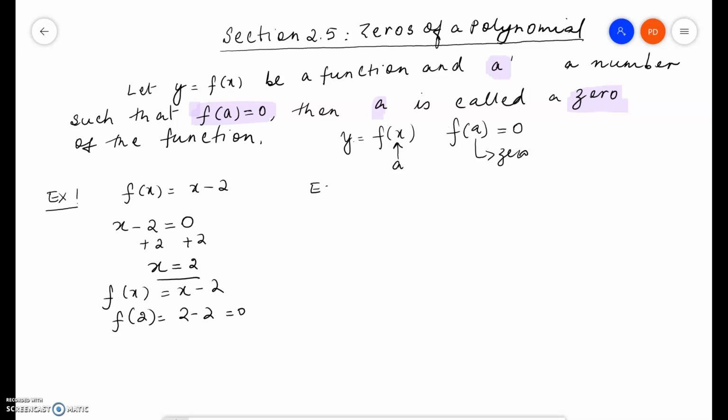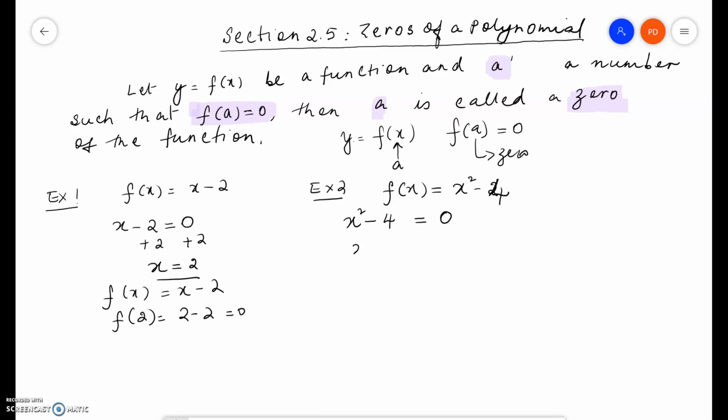Now let's look at another example. I'm looking only at polynomial functions here. f of x, let's say, is x squared minus, let's make it a 4. So I want to find the zeros of this function, which means I want to find a value of x at which x squared minus 4, which is the function f of x, equals 0. So notice that again, we're going to solve an equation.